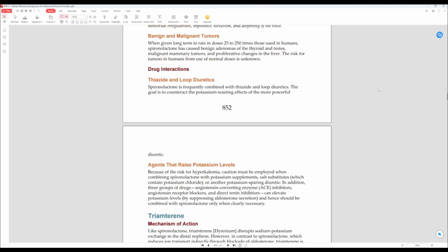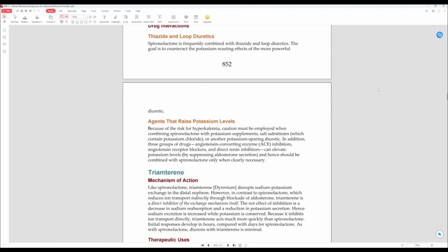Drug interactions, thiazide and loop diuretics. Because spironolactone is frequently used in combination with a thiazide and loop diuretic, the goal is to counteract the potassium wasting effect of the more powerful diuretic. However, because there is that risk for hyperkalemia, caution must be employed when combining Aldactone with potassium supplements, salt substitutes, and other potassium-sparing diuretics.